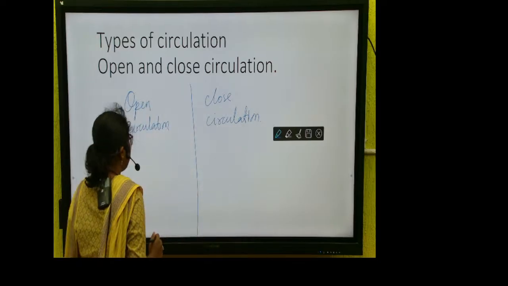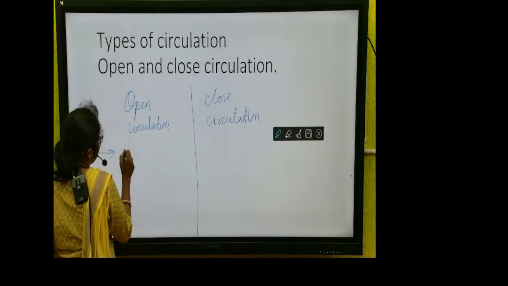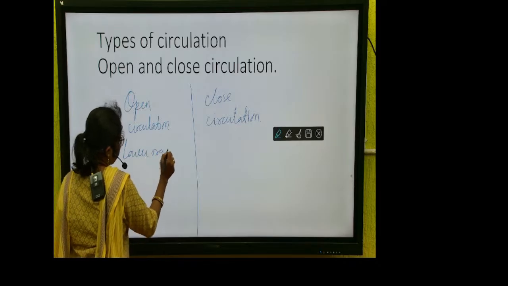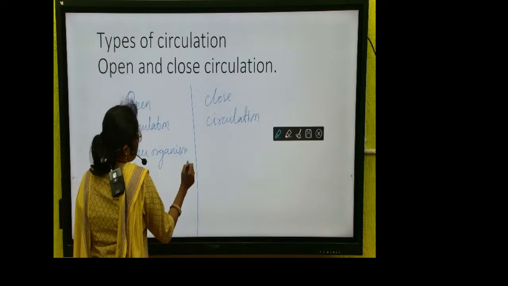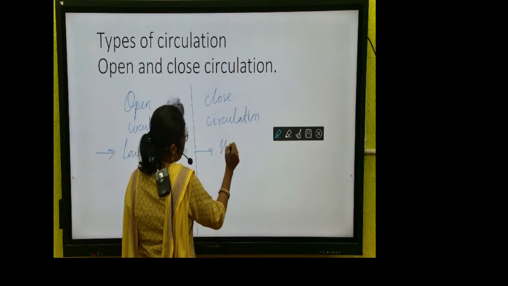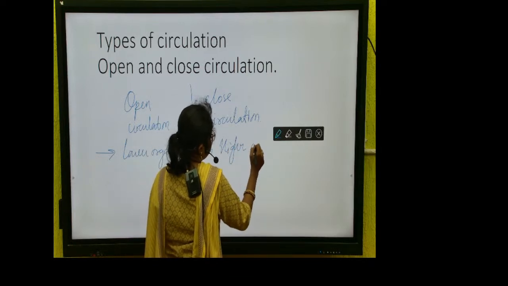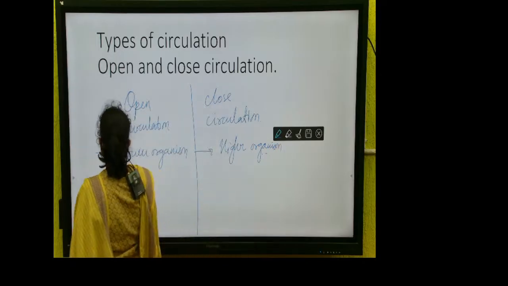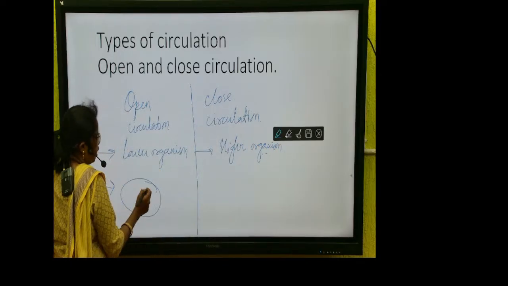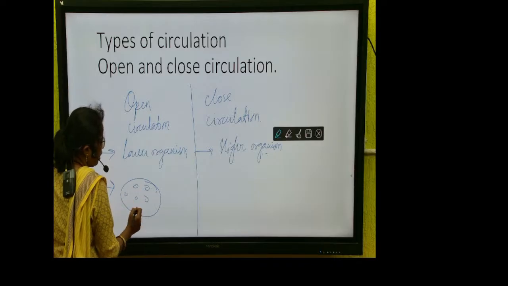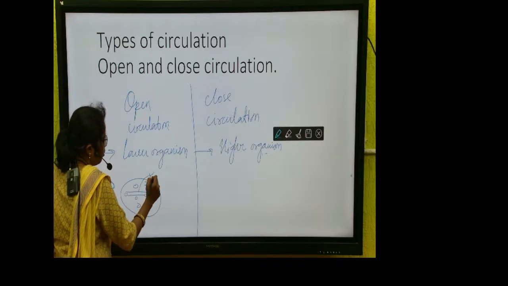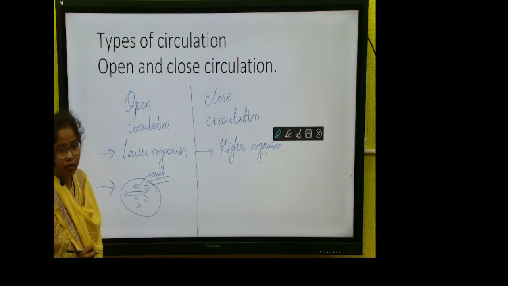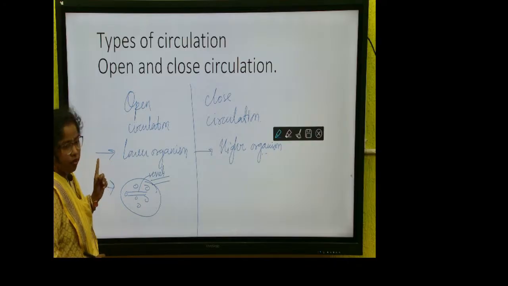Okay, open type of circulation. This is a type of circulation which takes place in lower organisms, and this type of circulation takes place in higher organisms. Organisms which are already unicellular have all their cell organelles, they don't have blood vessels. So when the blood is not confined into the blood vessel, then this is called open type of circulation.